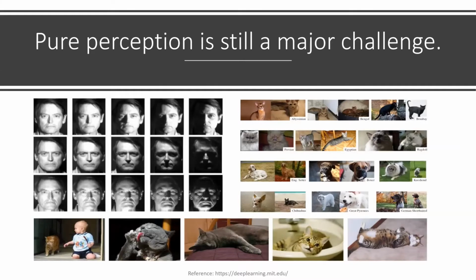Pure perception is still a major challenge when it comes to deep learning models. The reason is that if you look at these images, they have different lighting and different viewpoints. So it's usually hard for a neural network or a deep learning algorithm to correctly identify or classify these images if it hasn't been trained on those particular images. Whereas for us human beings, it's actually easy.